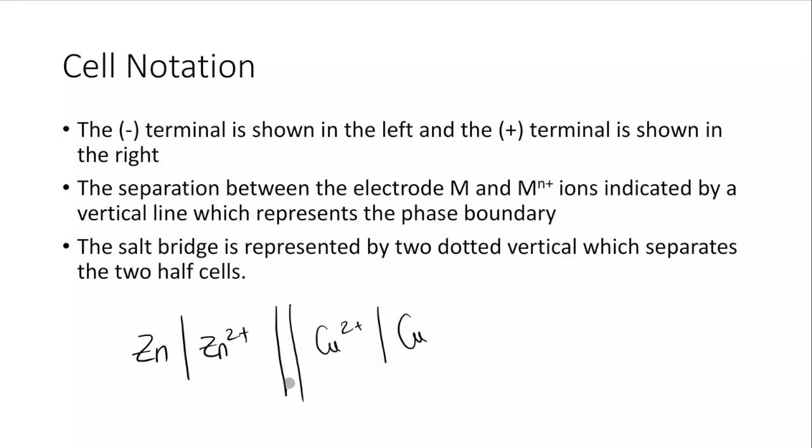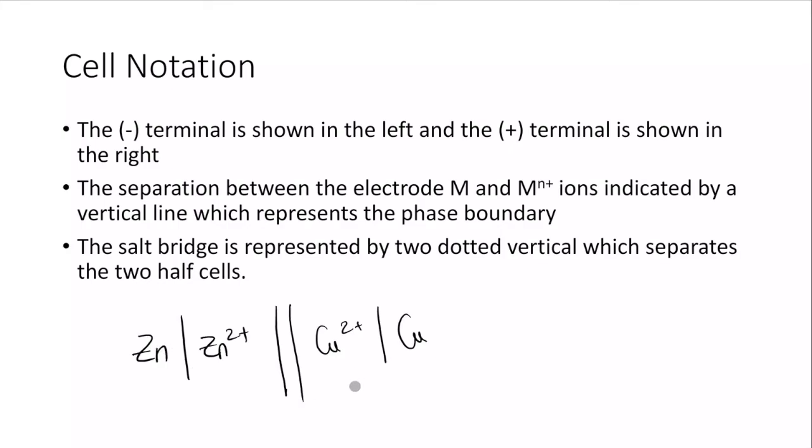Now, we usually put the metal on the extremities. That's why I put Cu at one end and Zn at the other, and in the middle we put the ions. How do we separate the metal from the ion? One line. Cu is separated from Cu2+ by one line, and Zn is separated from Zn2+ by one line. How do we separate the two half cells? Two lines, two dotted vertical lines, to indicate the presence of the salt bridge. I start with the anode on the left and end with the cathode on the right.